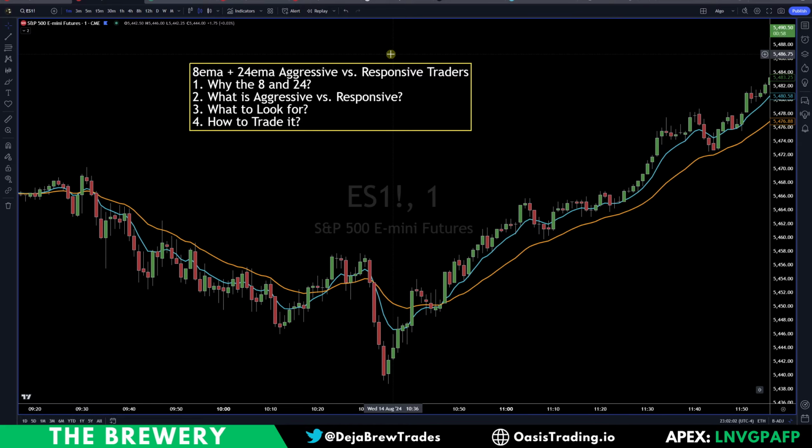Let's take a look at how to actually read it on a chart and how we trade that on a chart as well.